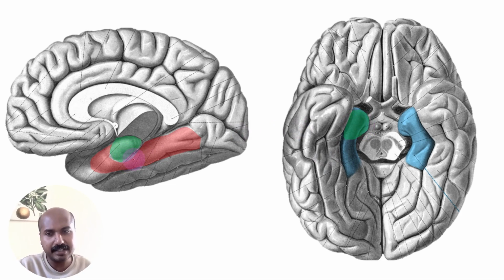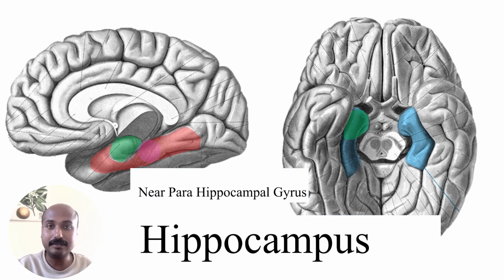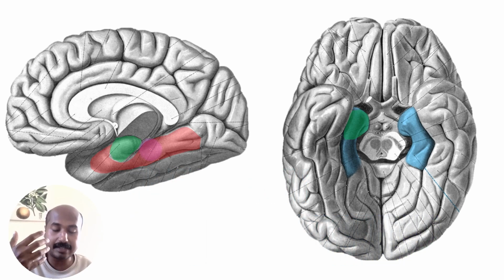Okay, just on the lateral side of it, or on the hidden part of it, you have a very important part of the brain called the hippocampus, which is very important in the memory circuit, in the Papez circuit, in limbic circuitry, and also important in diseases like medial temporal lobe sclerosis, which causes epilepsy.